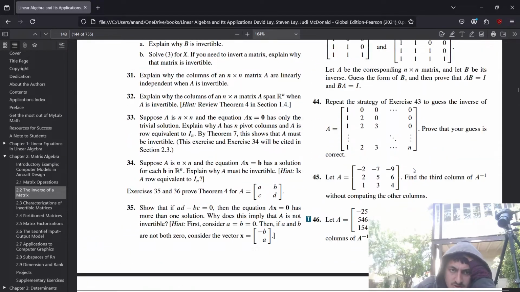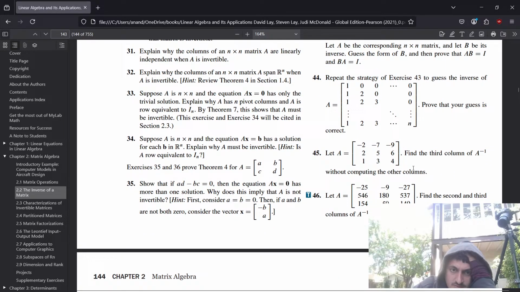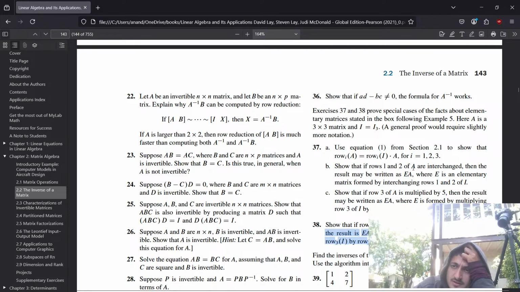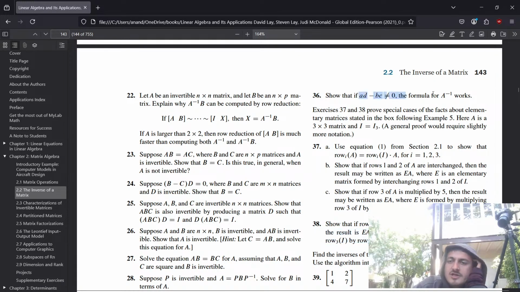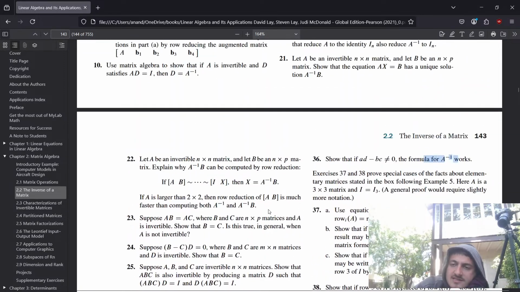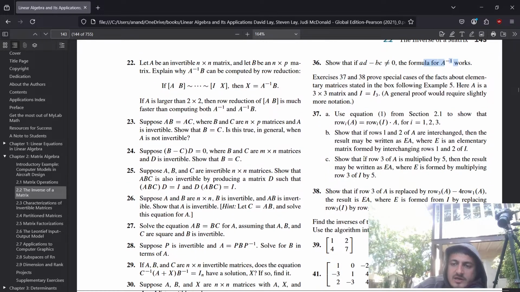So wait, which ones did I want to do? 35. 35 was good. 36, I didn't really understand 36. Show that if the determinant is non-zero, then the formula for A inverse works. I don't know what they're trying to say, but the formula for a 2 by 2, which is what they're giving us, has that determinant as the denominator of a fraction. So if it was 0, then it wouldn't work. So I think we can skip that one.